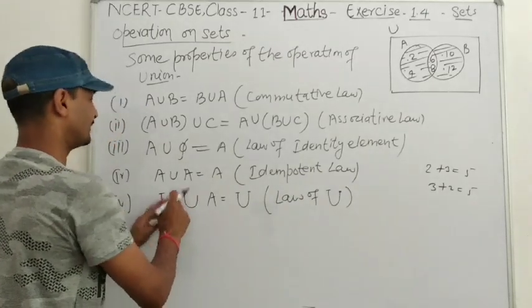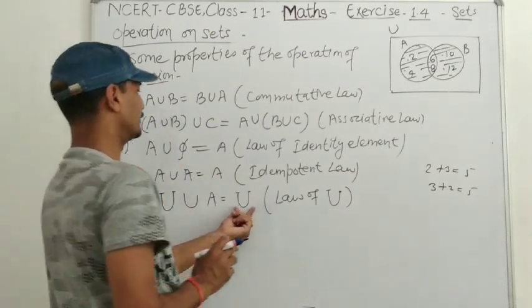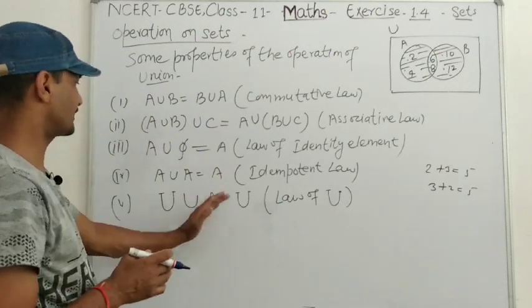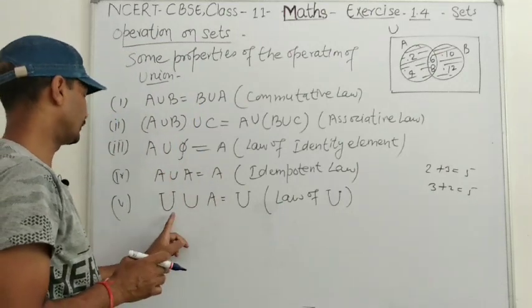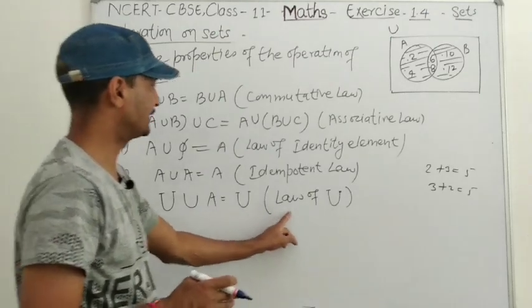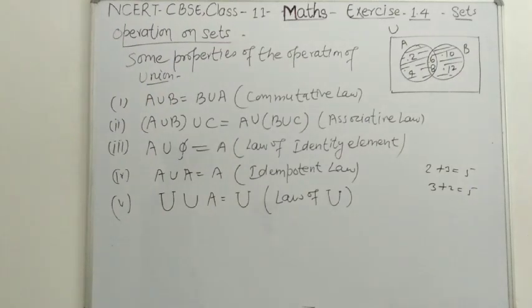The universal set union A is equal to the universal set, because all the sets belong to this universal set. So the universal set union A gives us the universal set. It is known as the law of union, the law of the universal set.